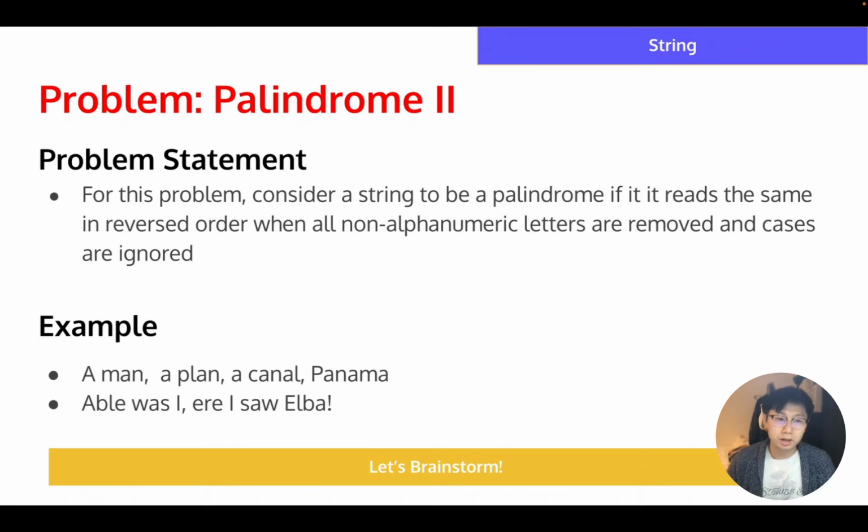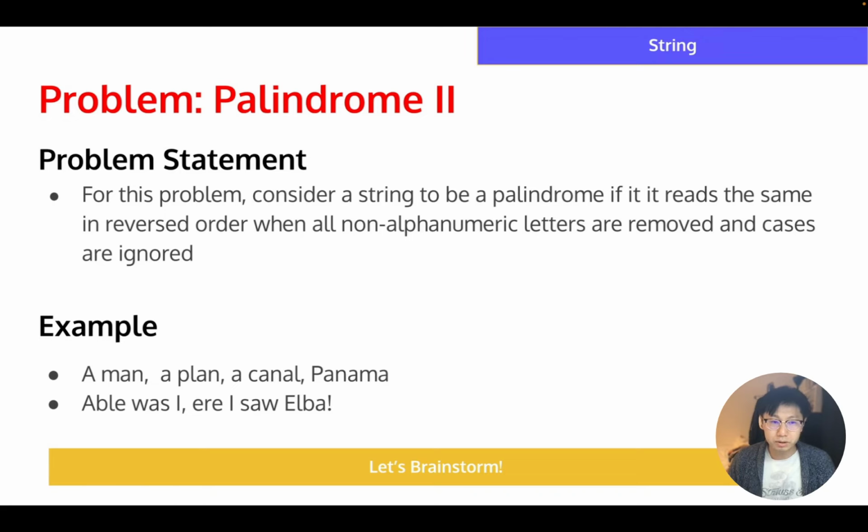As an example, a string of "a man, a plan, a canal, Panama" is still considered palindrome because once you remove all those non-alphanumeric letters such as spaces and comma and also ignore the cases, this string actually reads the same going forward and reading also from backward.